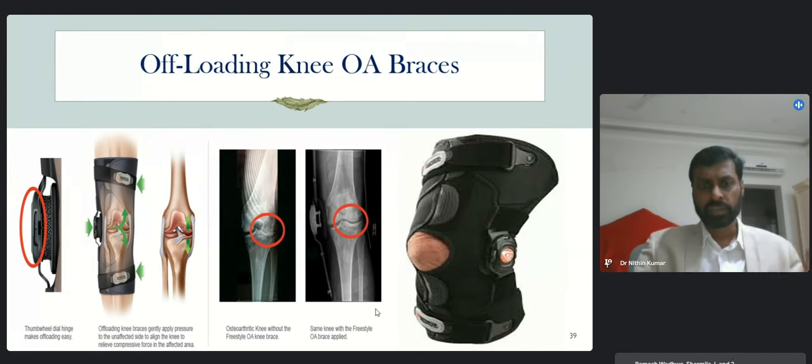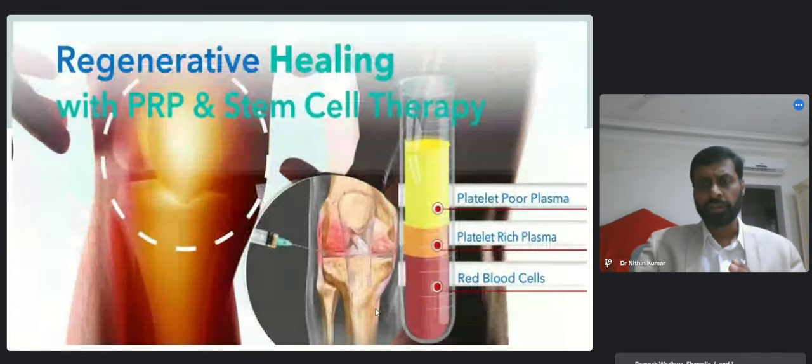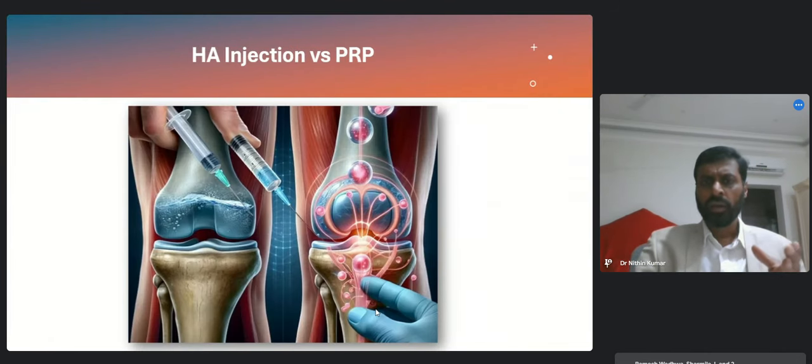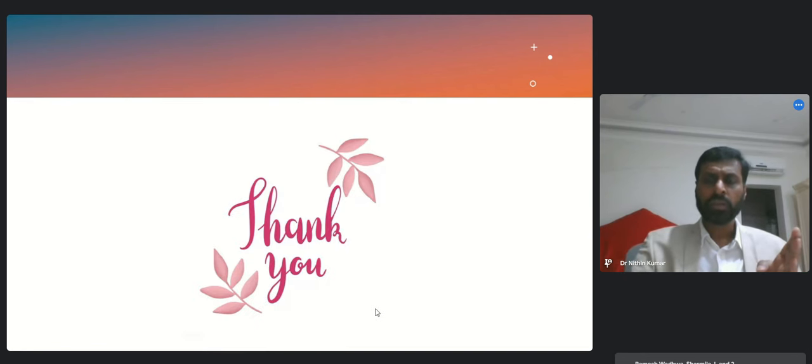Offloading knee braces is what I explained. They reduce the load from the affected part of your joint, and they reduce your pain and symptoms from the arthritic part of the joint. PRP, as I explained to you. And hyaluronic acid is a visco supplementation injection. Thank you. So that is my presentation. I am 100% sure you will have a lot of questions, and I am here to answer them.